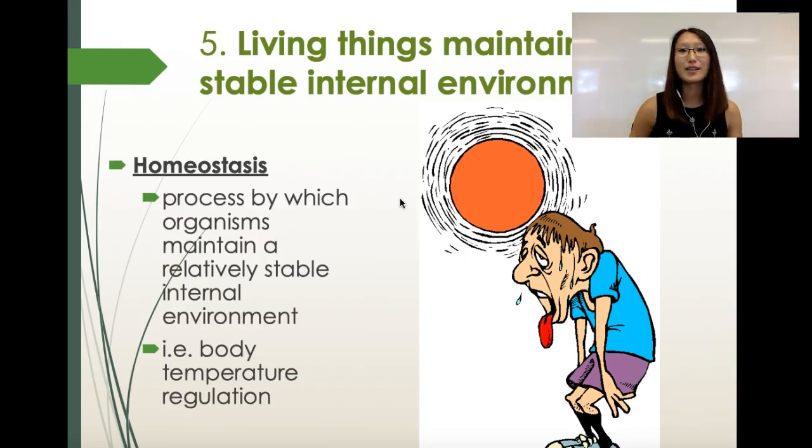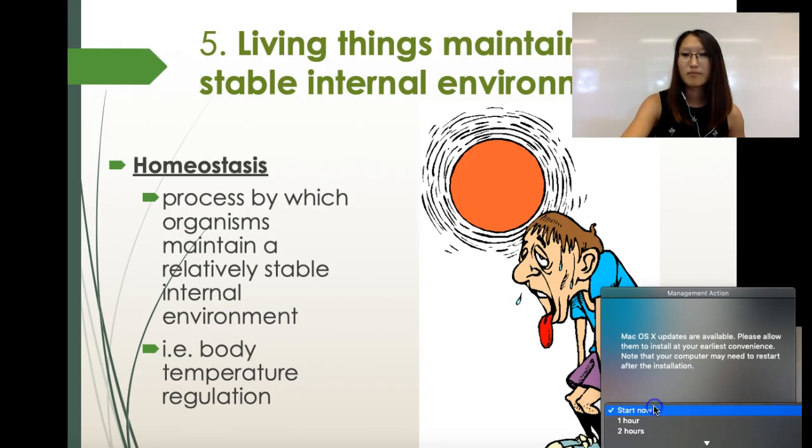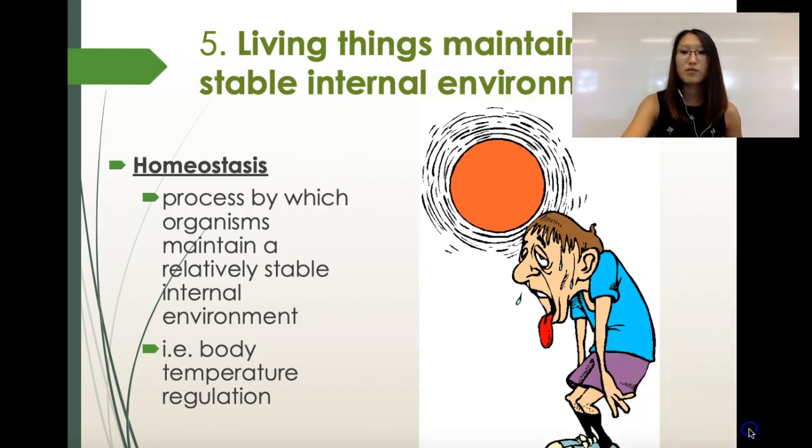You can also call a stable internal environment homeostasis. So instead of saying living things maintain a stable internal environment, if you say maintain homeostasis, that also works. In this case, we can come up with some examples, such as body temperature, right? Every single multicellular organism usually needs some sort of body temperature. So whether you're warm-blooded or cold-blooded, you need a certain body temperature for the cells in your body to function.